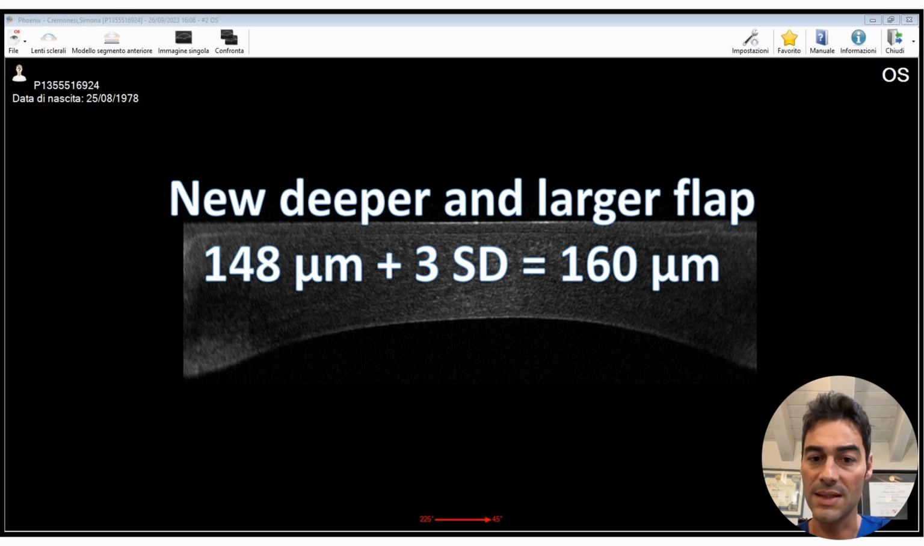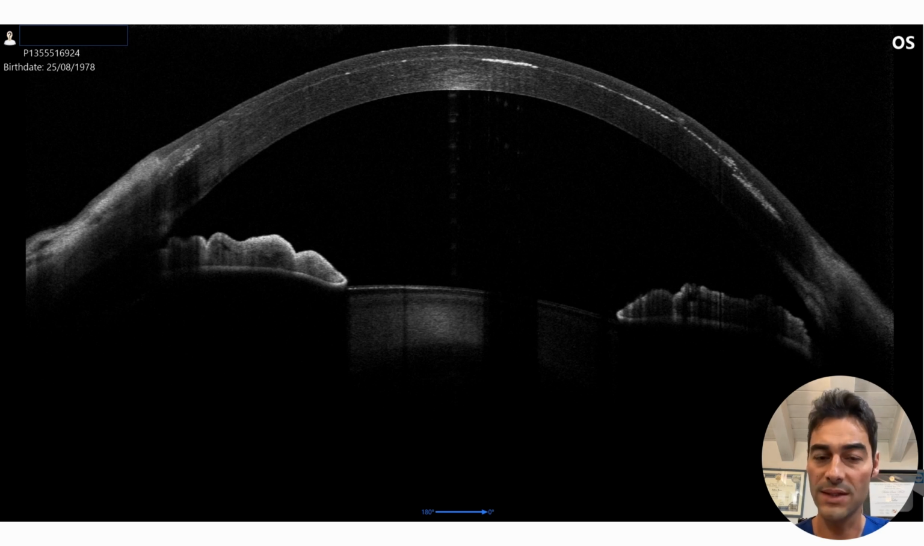Since the deepest part of the flap was 148 microns, we added some extra standard deviations for the VisuMax laser on top of that. Since the standard deviation of the VisuMax laser is 4 microns, we decided to go a little bit deeper than 160 microns. So at the end we did a flap 165 microns deep with the same laser, which is the VisuMax. So we did our new flap, which is deeper and larger in order to encompass the previous one.